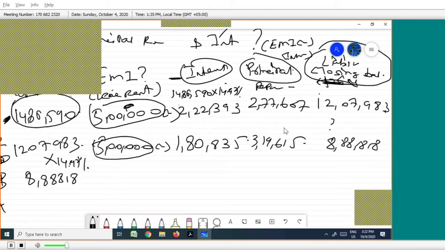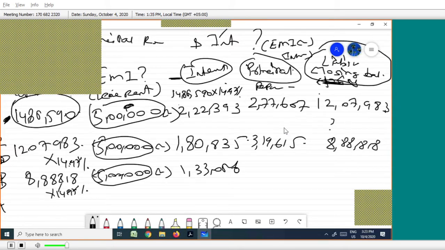888,818 is the opening balance, and 5 lakh is my lease payment. And what is the interest? 888,818 into 14.97 percentage, 133,056 is the interest. Total payment 5 lakh minus 133,056 equals how much? What is the principal amount? Use your calculator.